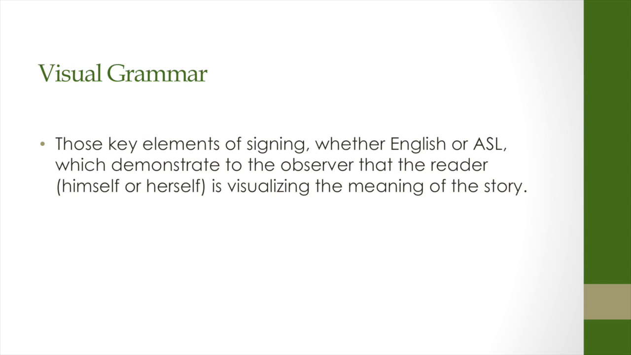In the second part of the Fluency Screener, we looked at those key elements of signing, whether English or ASL, that demonstrated to an observer that the reader had visualized the meaning of the story. Thus, the visual grammar elements allow us to see if the reader can look at the print, form it into meaningful units, and then express those units in meaning clearly, no matter which language they are using to express those thoughts.